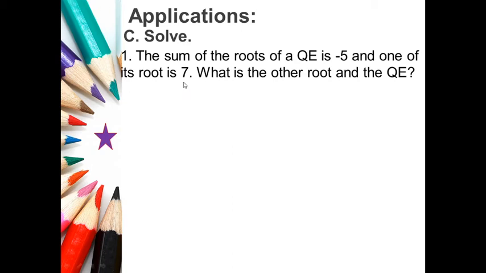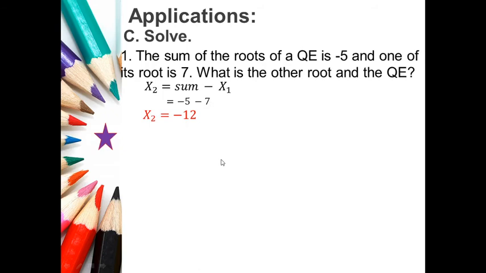So, ano yung i-prepare natin kay 7? So, we have x of 2. We assign x of 2 as the other root, the unknown root. It's equal to the sum of the roots minus the given root, which is x of 1. So, the sum is negative 5 minus the root, the given root, which is 7. So, negative 5 minus 7, you have negative 12. So, kung i-check natin, negative 12 plus 7, okay, that is negative 5, which is the sum.